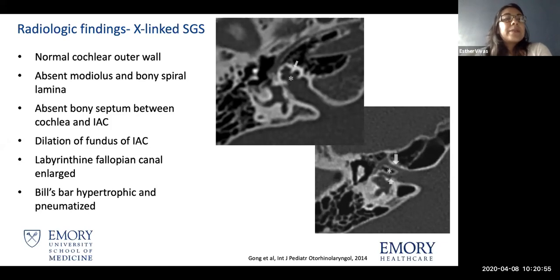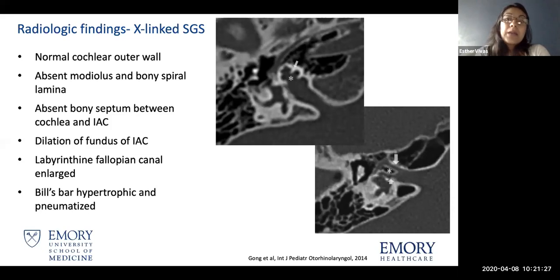And so there is an absent bony septum between the cochlea and the internal auditory canal. And there may also be a dilation of the actual fundus of the internal auditory canal. The labyrinthine fallopian canal can also be enlarged. So that's where your facial nerve is exiting the internal auditory canal. So these are all clues that you can look at.